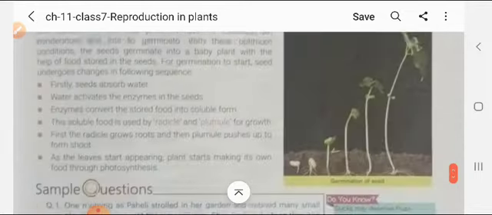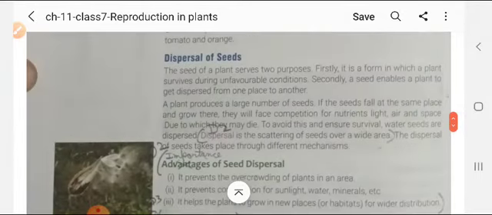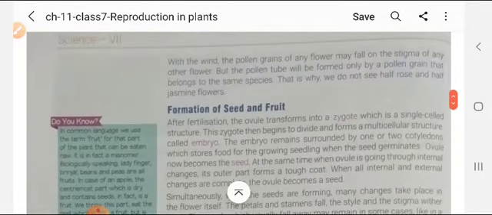Okay students, today I have completed explaining chapter 7-11, that is reproduction in plants.